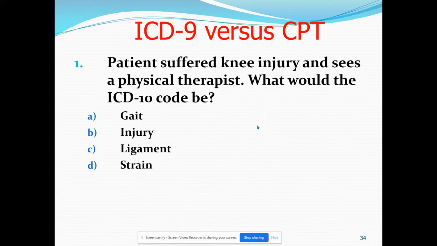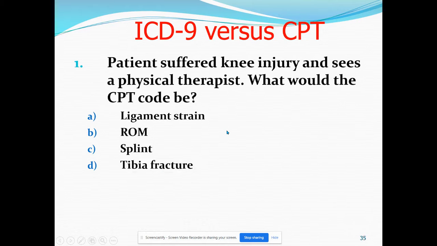Very tricky one. Patient suffered a knee injury and sees a physical therapist. What's the ICD-10 code going to be? For this one, the correct answer was strain. But this is trickier than I'm going to give y'all, I promise. My first thought would be injury, because then knee, but they wanted you specifically to know it's a strain, which honestly isn't even a knee injury. That's a muscle injury. It should be sprain, but your curriculum is stupid.